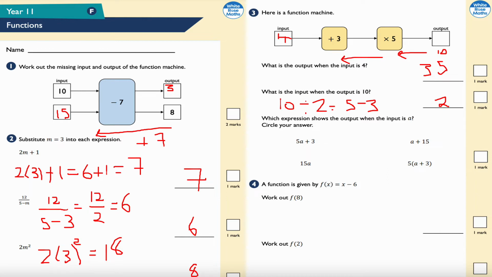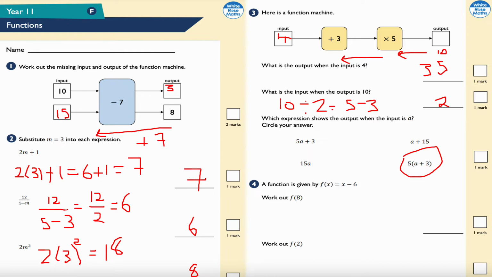The next part, which expression shows the output when the input is a? So it's going to be a plus 3, times 5. Now it looks something like that. So it's a plus 3 and I times it by the 5. Okay.